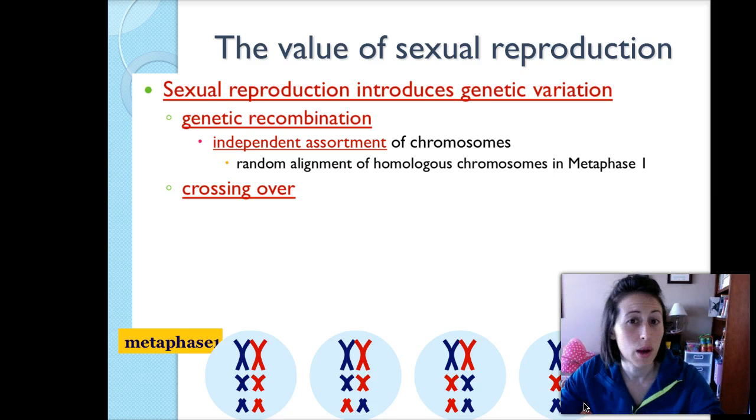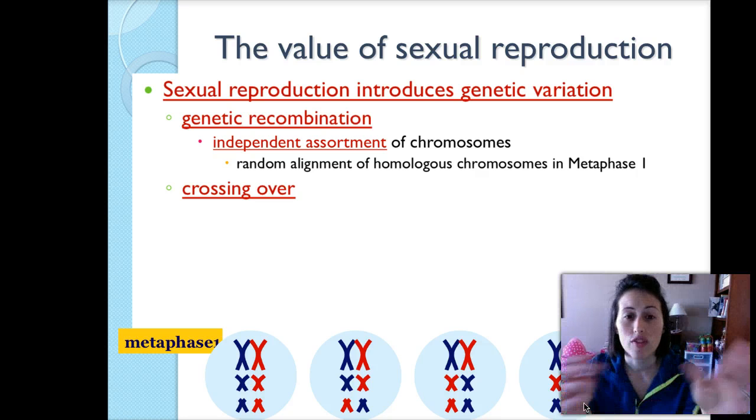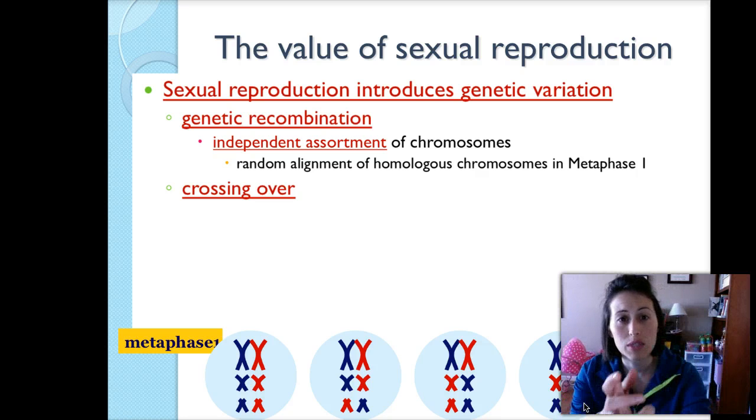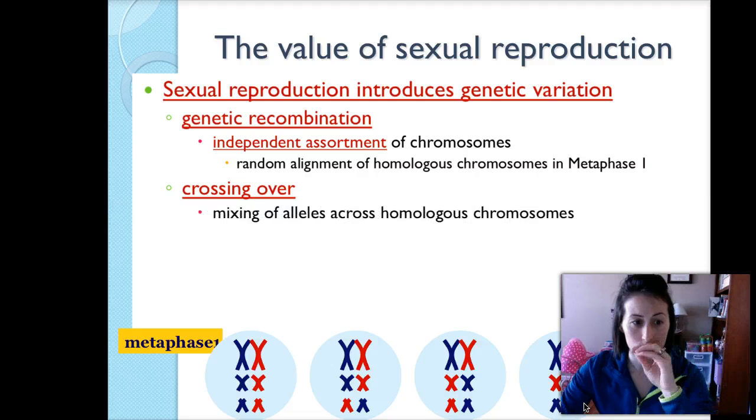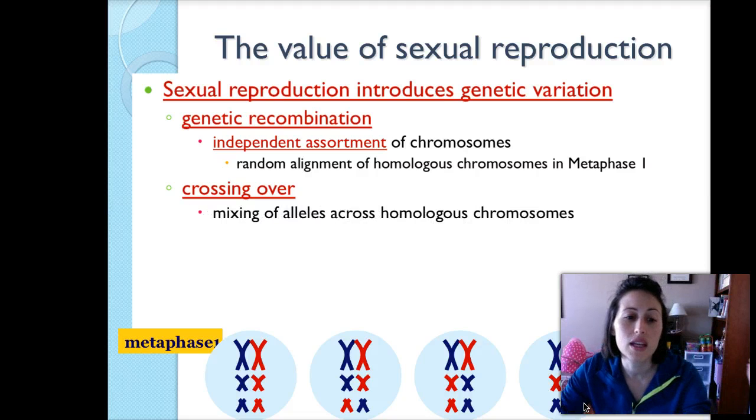And remember, we talked about crossing over happening in prophase 1, where the homologous chromosomes come together, and wherever those same genes touch, they actually switch genetic information. So this is a mixing of alleles throughout homologous chromosomes. And remember, homologous chromosomes mean the same chromosome type, even though they might have slightly different genetic information on them.